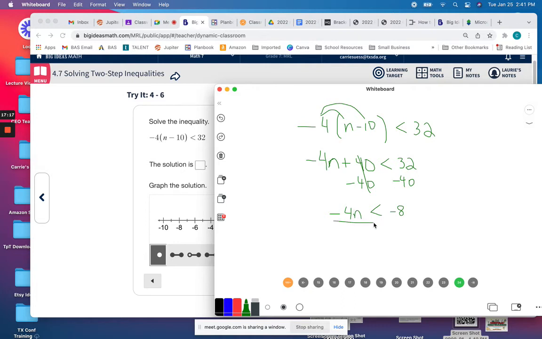Okay, now how do I get the n by itself? Divide by -4. That's canceled. I'm left with n. Do I flip the sign? Yes, because I divided by a negative. What is a negative divided by a negative? Positive. +2. Then we graph it. I have 0, and that's going to be my 2 because 2 is larger than 0. Open circle or closed circle? Open. And n is greater than, so I'm shading which direction? To the right.